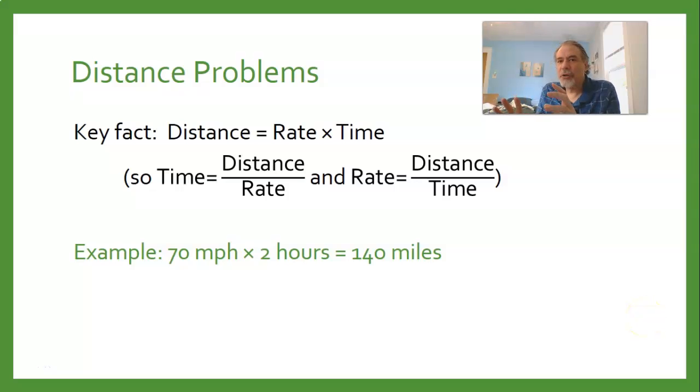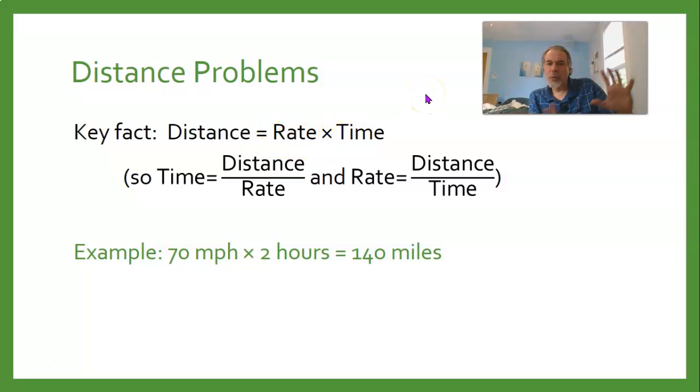In this video, we're going to look at one of the classic kinds of algebra word problems that you'd probably find in any algebra textbook: distance problems. Problems involving cars or bicycles or trains or something like that going at a certain rate of speed for a certain amount of time, covering a certain distance. And the key fact here is the relationship between those two things is distance equals rate times time.